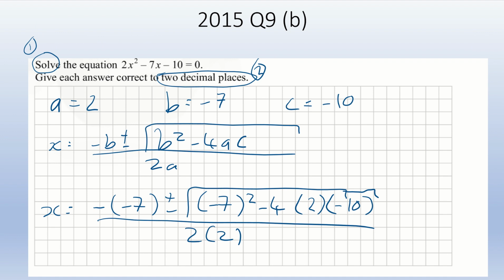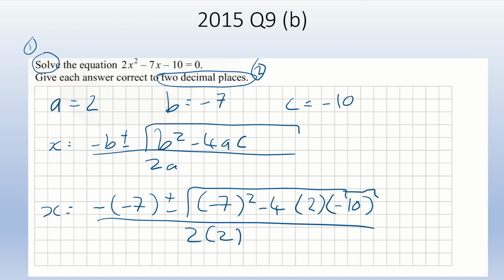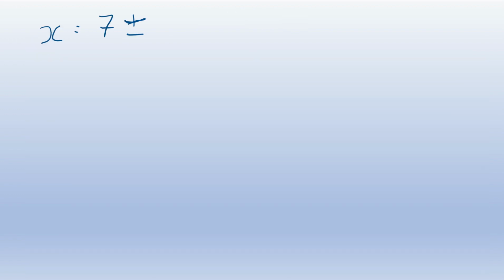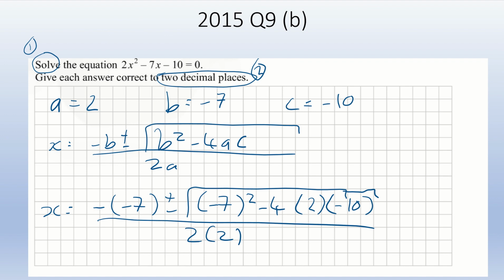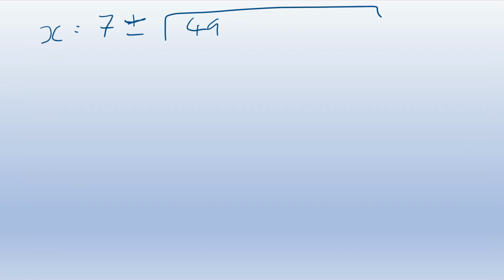X is equal to minus times a minus 7. X is equal to 7 plus or minus the square root of minus 7 squared. Minus 7 squared is minus 7 times minus 7, which will give me 49. I'm going to have, on this side, minus 4 times 2, which is minus 8. Minus 8 times minus 10 would give me a plus 80.